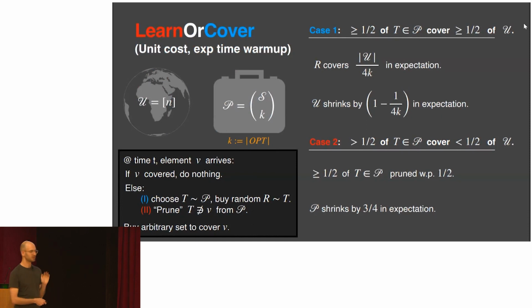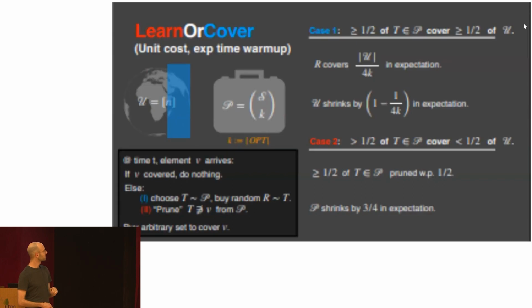I forgot to say this, I'm sorry. In every round where an element shows up and it's covered, we pay 0. In every round when an element shows up and it's uncovered, we pay 2. I guess this buy should be in the else clause. Sorry. We pay 2: one to buy r, and then 1 to buy this backup set to cover the incoming element. So it suffices to count the number of times we land in this else clause.